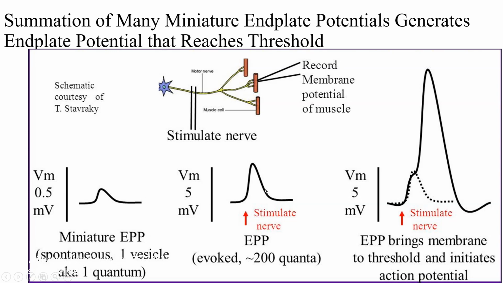But how much do you need for threshold? Like 5 millivolts, right? Then it is causing an action potential. So an action potential evokes 200 quanta. Quanta means 200 vesicles released, right? One is causing 0.5, so 200 is very strong, right?